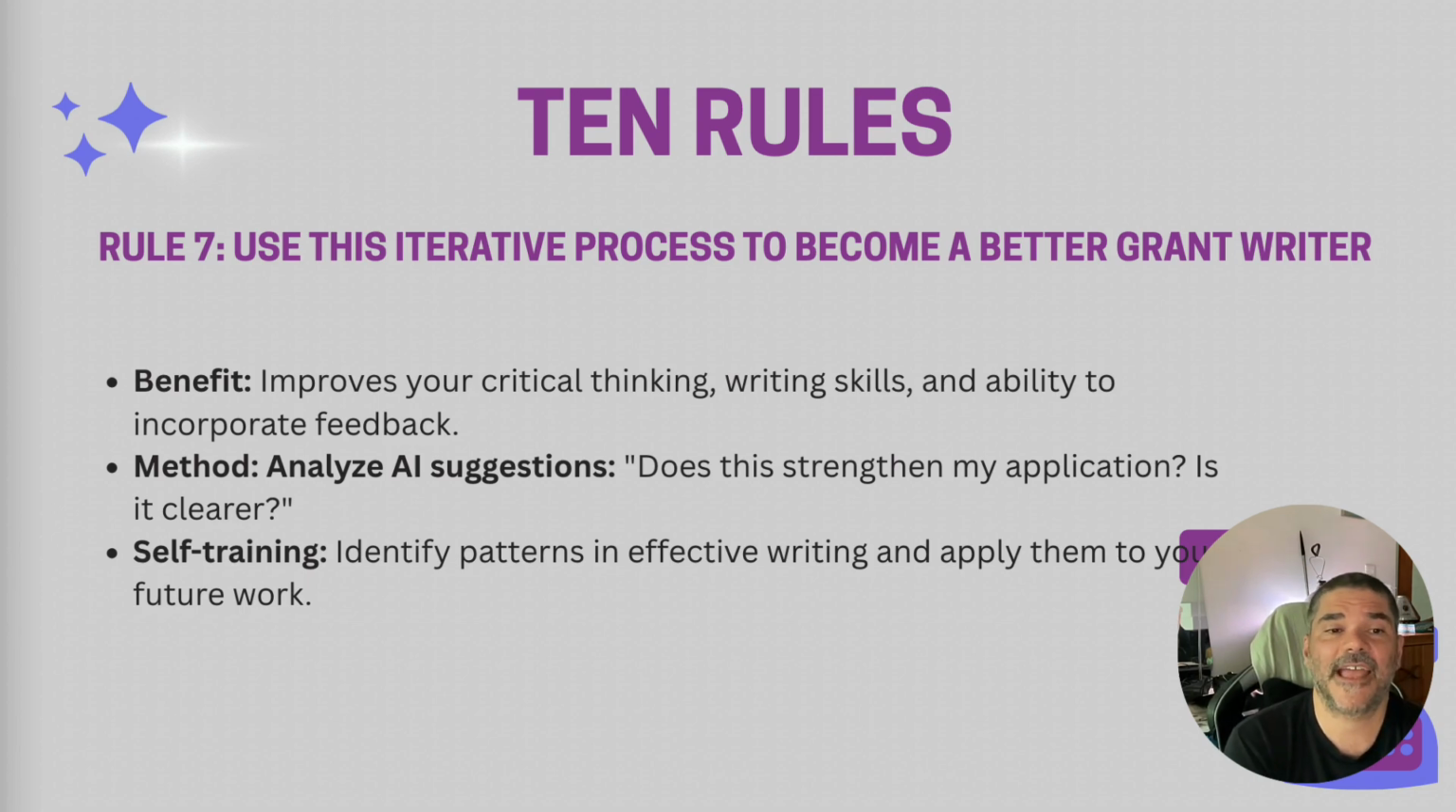So you can do this by analyzing the AI suggestions. You can think to yourself critically and say, does this strengthen the application? Is it clearer if I take the AI content, or is it clearer if I use my written content for this? And then it's good for you for self-training, because you can identify these different patterns in effective writing and you can apply them to your own work. So it is good to use this as a little critical check for your work and what you are creating as a writer.